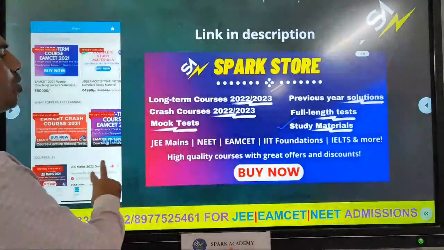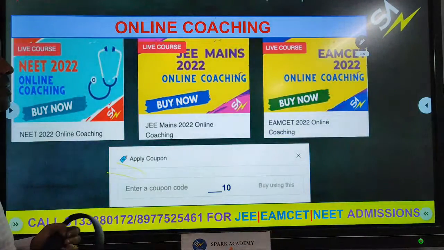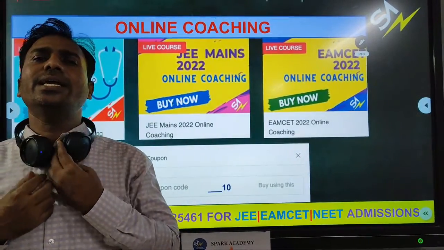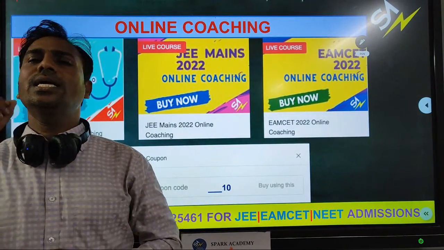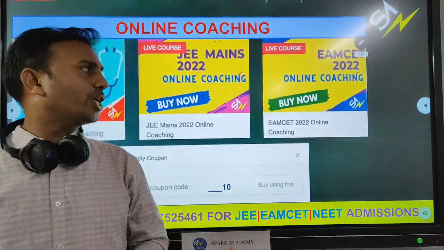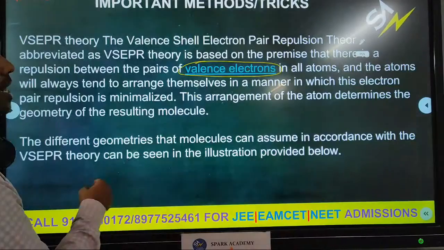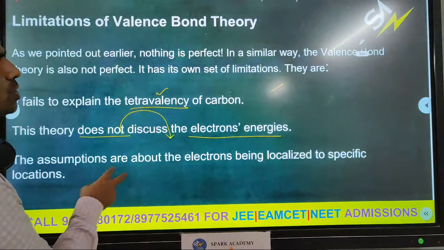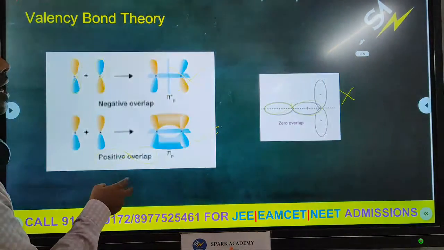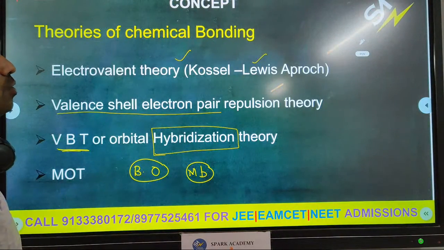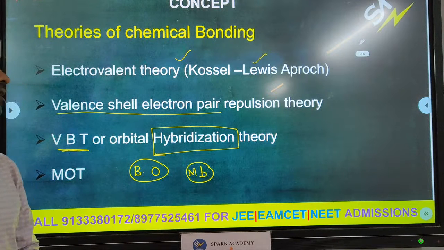So what is the conclusion from this session? We concluded that VSEPR theory and VBT both explain the geometry of molecules. And VSEPR theory explains why the molecular geometry is changed. We get that idea from VSEPR theory, the valence shell electron pair repulsion theory.